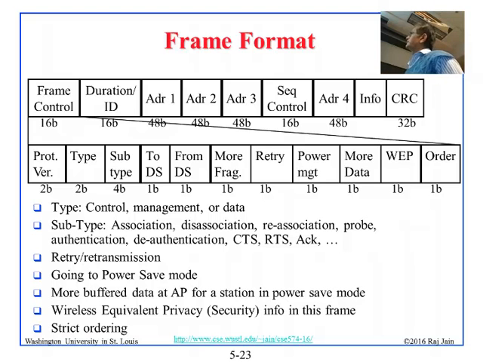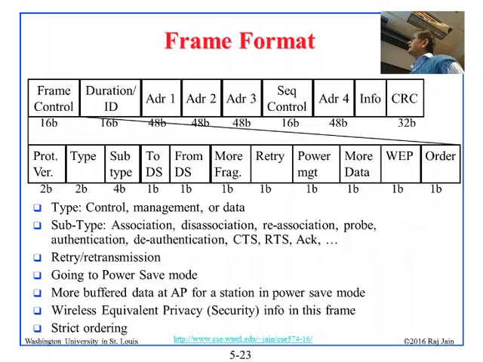So basically, let's see. Type is basically whether it is a control packet, management packet, or data packet. This type field. There are three types. You need two bits. What are the control packets? RTS, CTS are control packets. Okay? And the management packets, we didn't discuss so far, but when you talk about management of networks, then you can ask the access point certain things. So there are management packets. Okay. Subtype is association, disassociation, reassociation, probe, authentication, deauthentication, CTS, RTS.